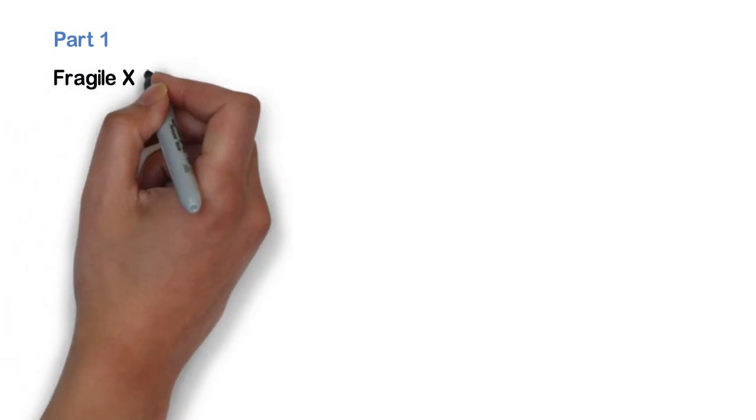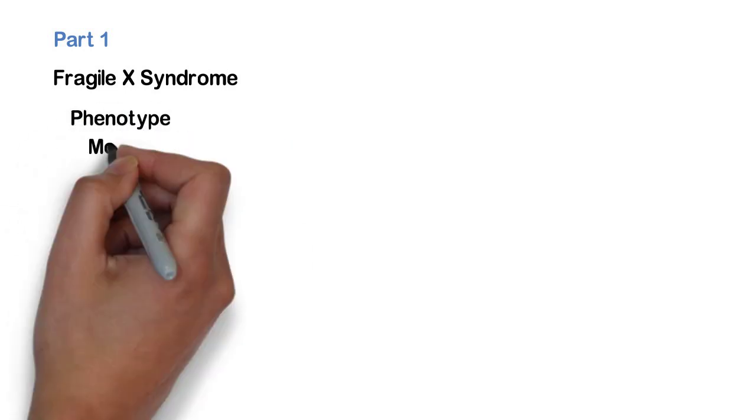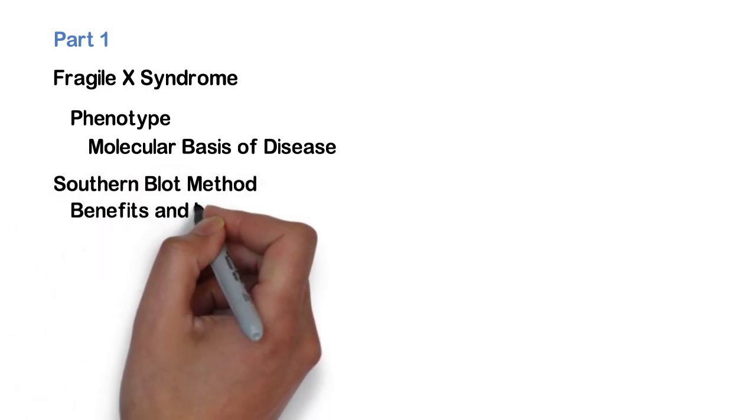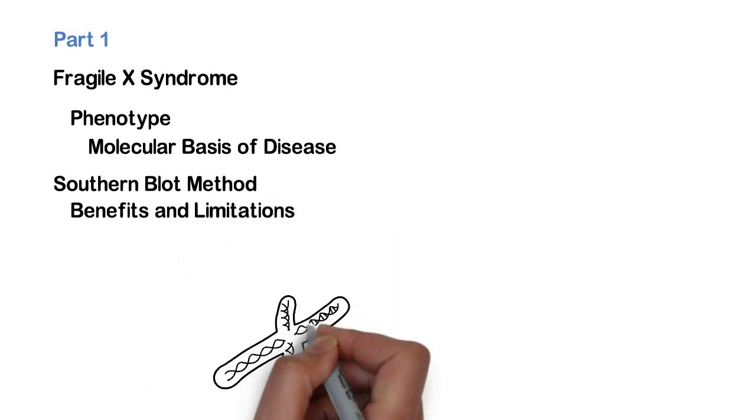In part one of this presentation, we will be using Fragile X syndrome as an example of triplet repeat disorders. We will discuss the phenotype and molecular basis of disease for Fragile X syndrome, and then move on to current diagnostic techniques. In part one, we will introduce the Southern blot method and discuss the benefits and limitations of using Southern blots for Fragile X testing.